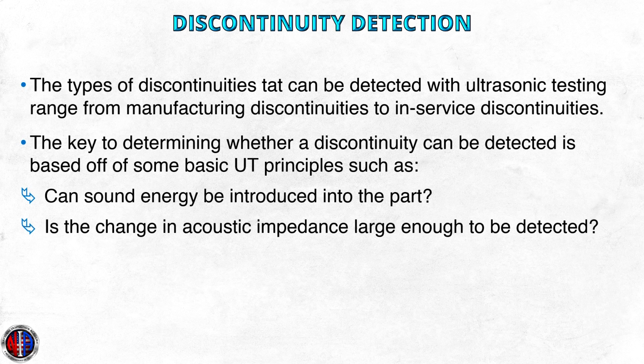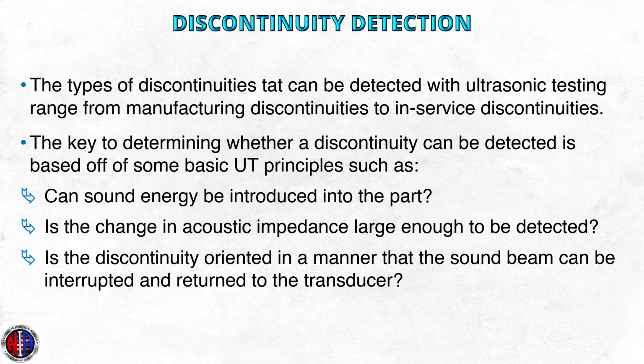Is the change in acoustic impedance large enough to be detected? When the ultrasonic energy hits an air gap, whether it's the back surface of a part or a crack that is perpendicular to the sound energy, virtually all the energy is reflected back to the transducer because of the large differences in the acoustical impedance of the air and the parent material inspected. However, when the discontinuity and the parent material have similar acoustic impedances, the majority of the sound energy continues through the discontinuity, and those areas can be missed. An example of this is a tungsten inclusion in a carbon steel weld caused during the welding process.